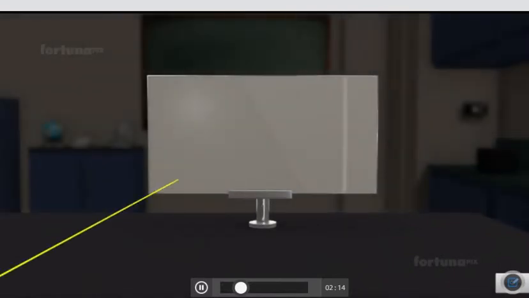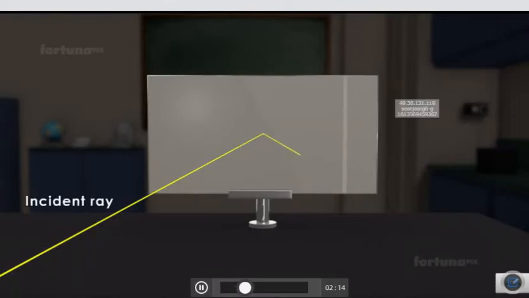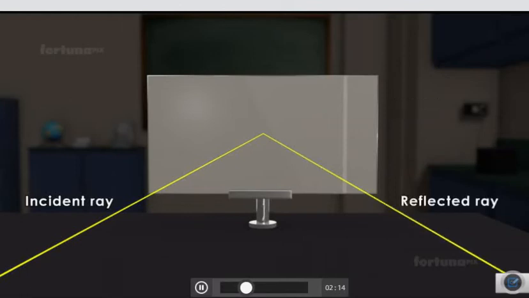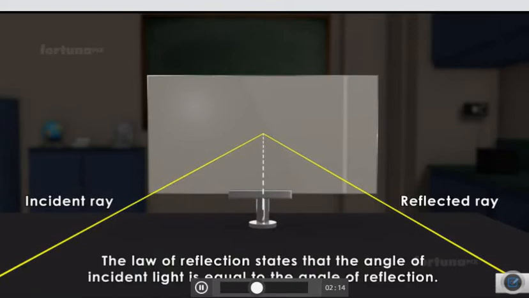The ray approaching the mirror is known as the incident ray, and the ray bouncing off is known as the reflected ray. When calculating angles related to reflection, it is customary to measure the angles from an imaginary line, which lies perpendicular to the plane of the reflecting surface and is known as the normal. The law of reflection states that the angle of incident light is equal to the angle of reflection.